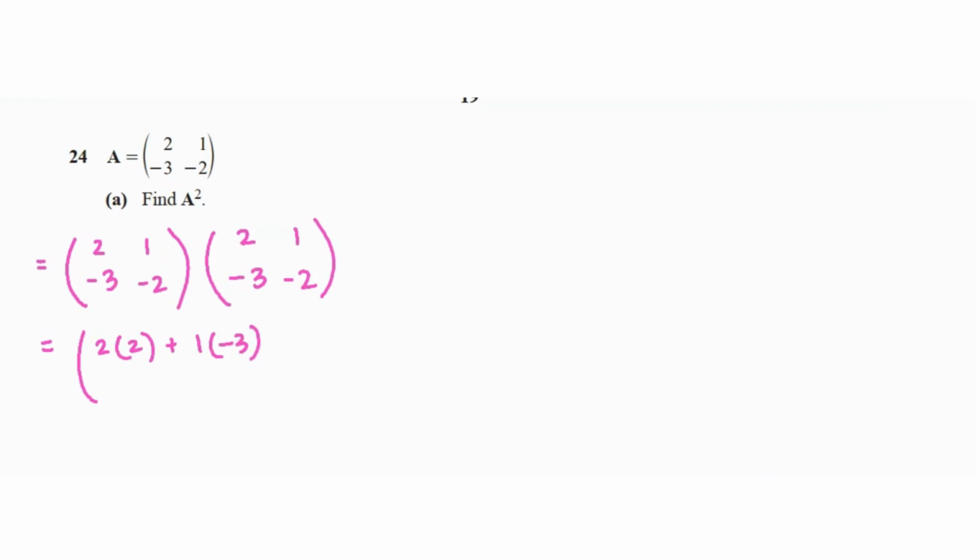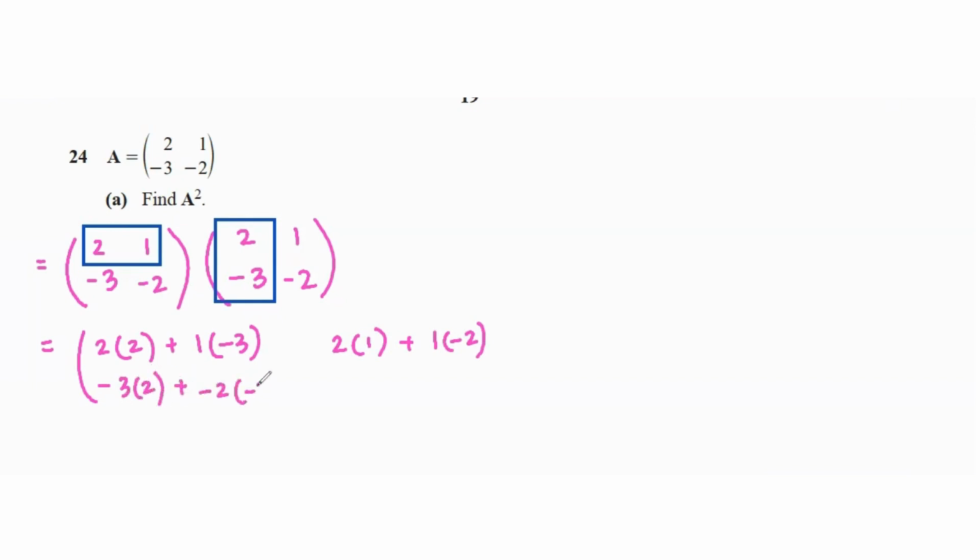Basically, we're going to multiply the first row with the first column, then the first row with the second column, and then we repeat the same steps for the second row. So going back to the calculation, that's going to be 2 times 1 plus 1 times negative 2. Now we've multiplied the first row with both the columns. Moving on to the second row, negative 3 times 2 plus negative 2 times negative 3. And then again negative 3 times 1 plus negative 2 times negative 2.